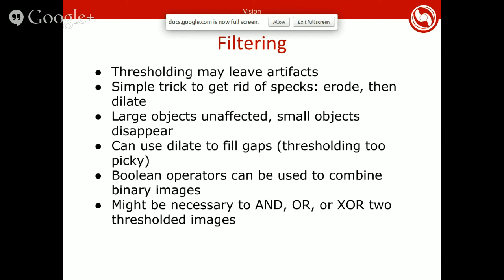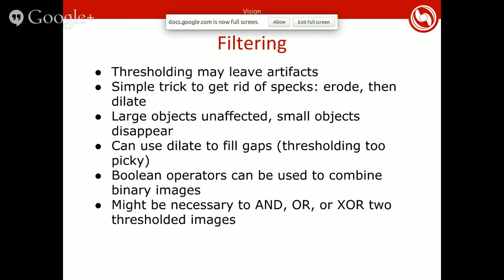So after you do the thresholding, some filtering might be necessary. Thresholding may leave some artifacts if your thresholding isn't perfect. So maybe simple specks or objects that clearly aren't the object you're looking for, but they're kind of in the way. Maybe ripples in the water occasionally get picked up. One trick you can do to get rid of that is there are these two functions called erode and dilate. And they do what they sound like. Erode takes each blob of turned on pixels and shrinks it. Then dilate expands it.